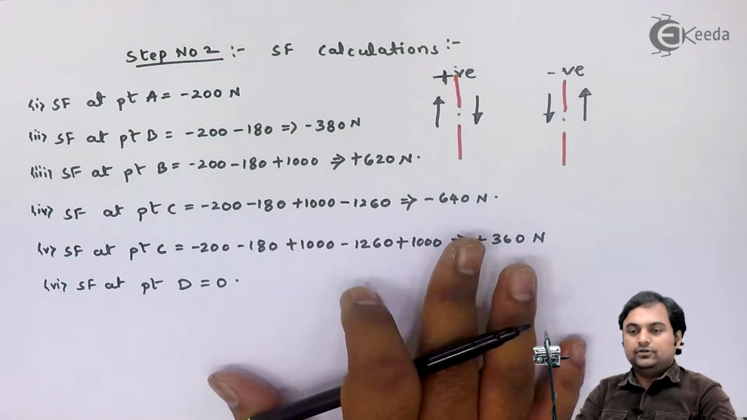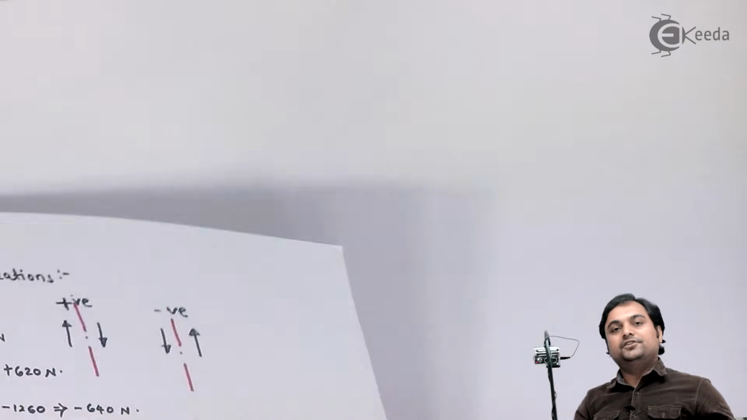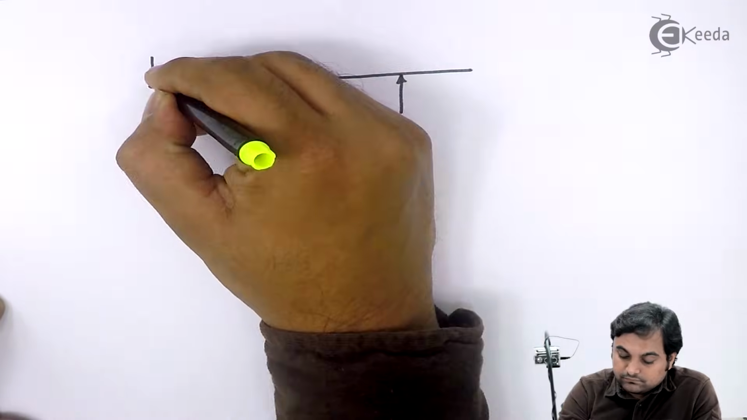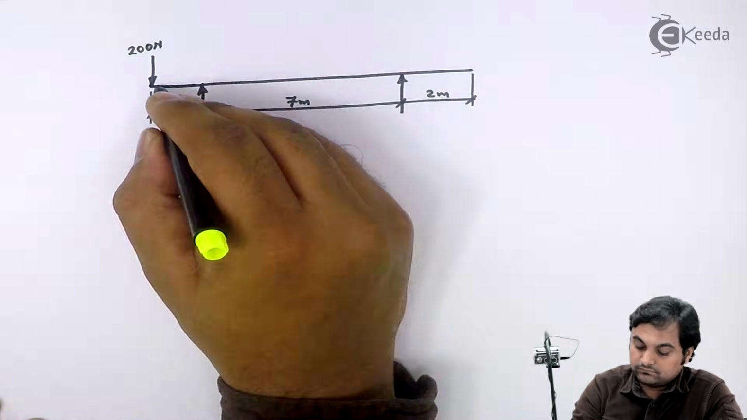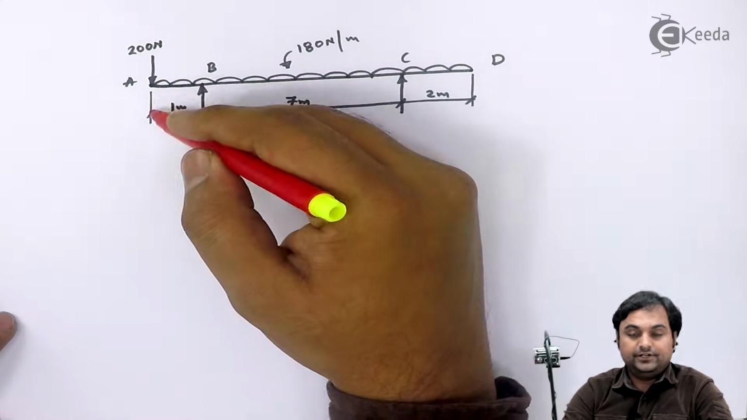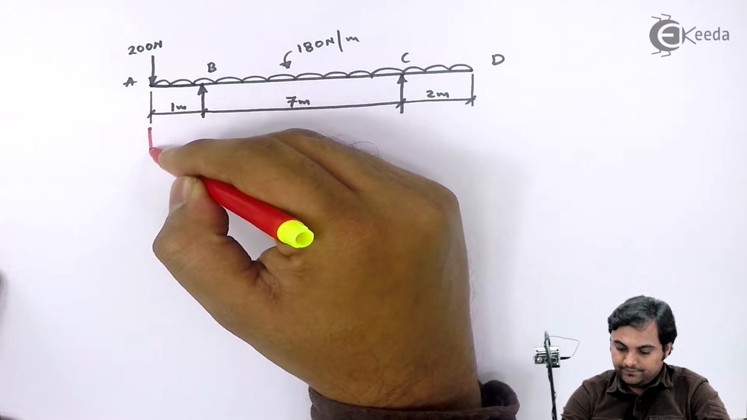So here I have calculated shear force values. So based on this, now we can easily draw the shear force diagram. For that, I have to draw the diagram of beam once again. Here we have to extend all the points, starting with point A.